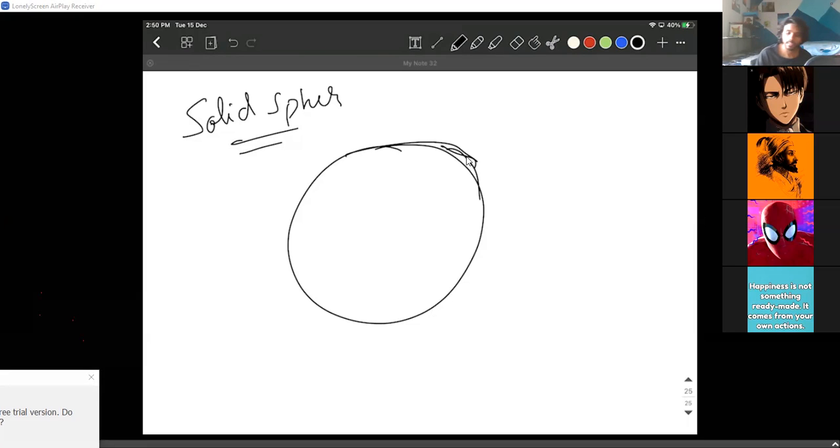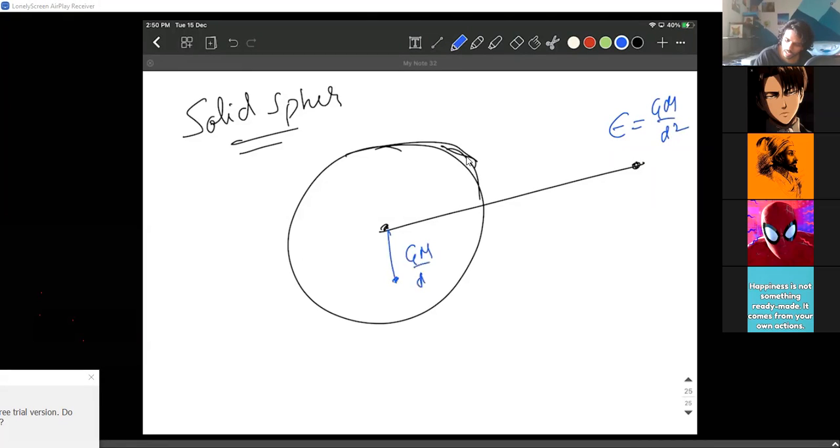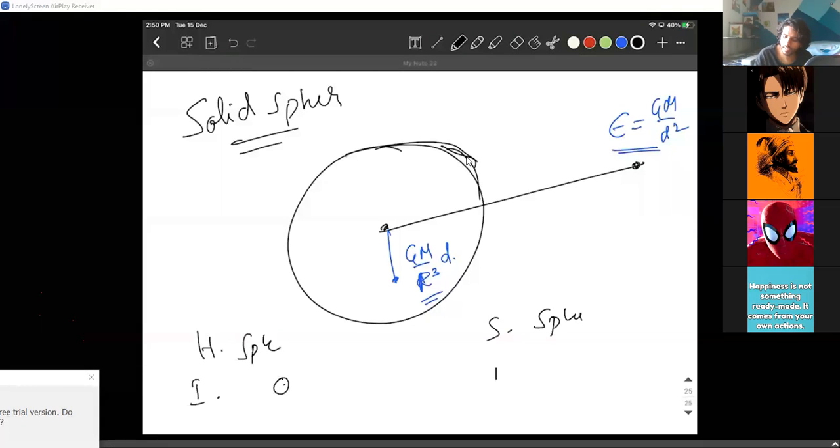Okay, so where was I? For a solid sphere, the outside point field is GM by d square only. For an inside point, the field is GM by R cube into d. Try to remember these four values. These four values are important: for a hollow sphere, inside and outside, and for a solid sphere, inside and outside.